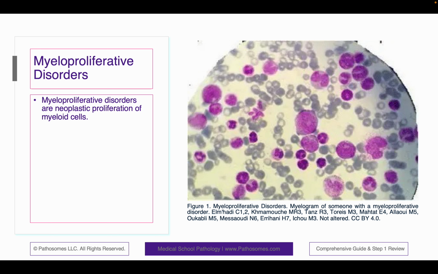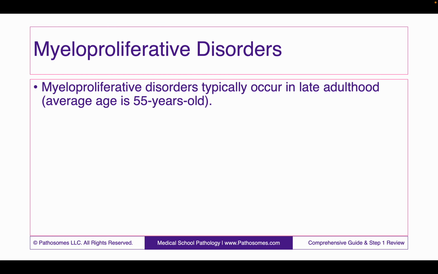Myeloproliferative disorders are neoplastic proliferations of myeloid cells. You see all these myeloid cells in this image here? You can tell they're myeloids because we have some bands and neutrophils. We have some promyelocytes and metamyelocytes here. Now, myeloproliferative disorders typically occur in late adulthood, around the average age of 55 years old.